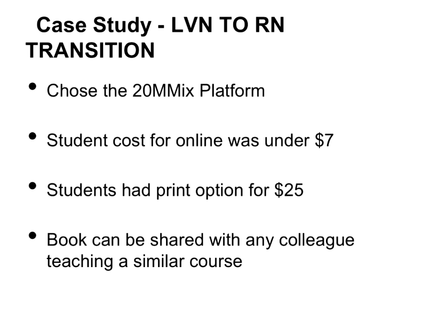For this particular book, they chose the 20M Mix platform because it was only a 6-week course. It was not critical for them to have updates of the book throughout the semester. And the final cost for the online version of the book was about $7. We did have a couple students opt for the print version, which started at $25. And the book is also free to be shared with colleagues teaching similar courses. So the idea of faculty copies is all built into the system.